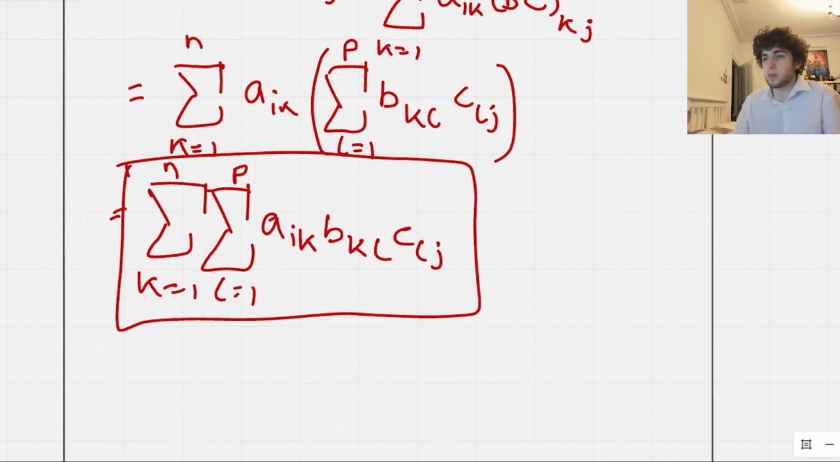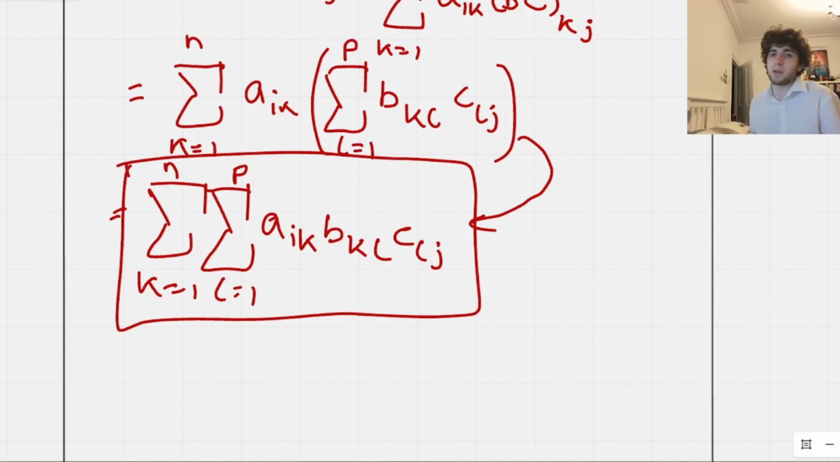This funky double sum, I know it looks funky, but you don't need to worry too much about specifics. You need to know that we can get from this step to this step, and you can verify it by literally dealing with the sum. This is going to be B_k1 C_1j plus B_k2 C_2j, and so on and so forth, all multiplied by A_ik, right? So effectively, it's going to be multiplied by what?